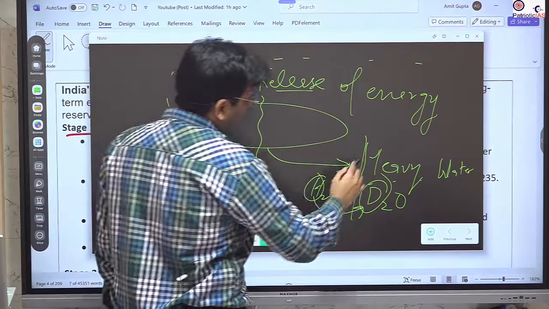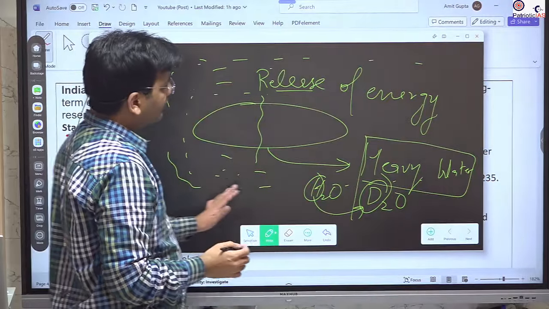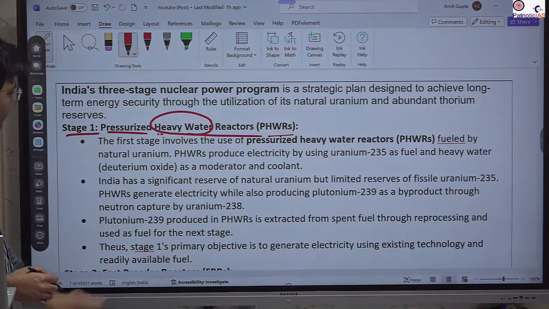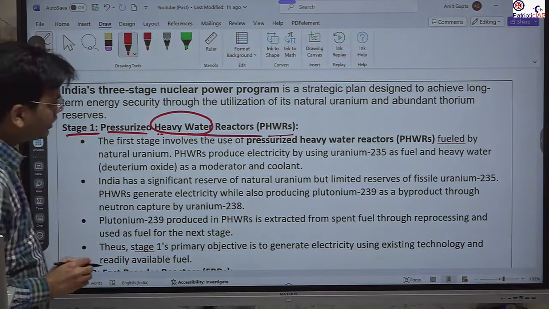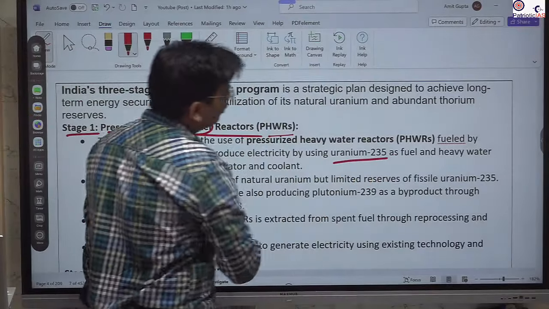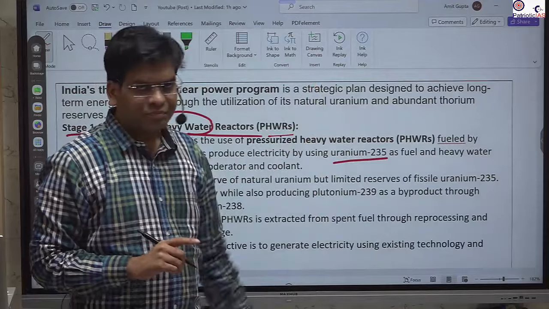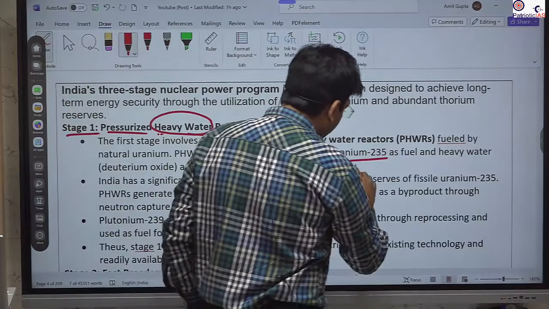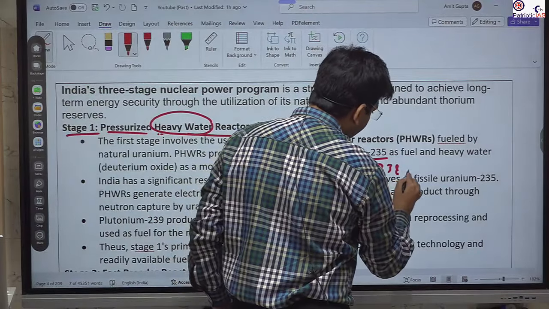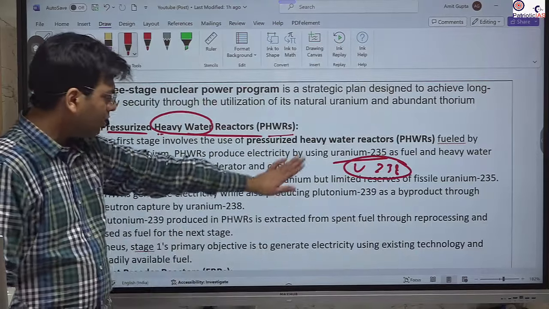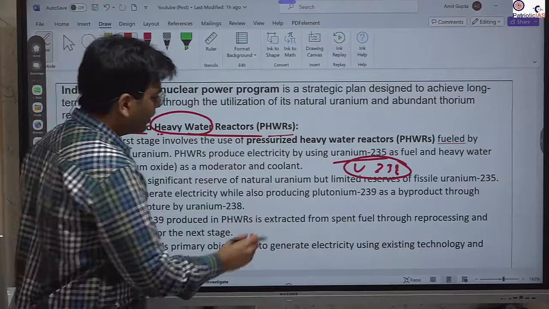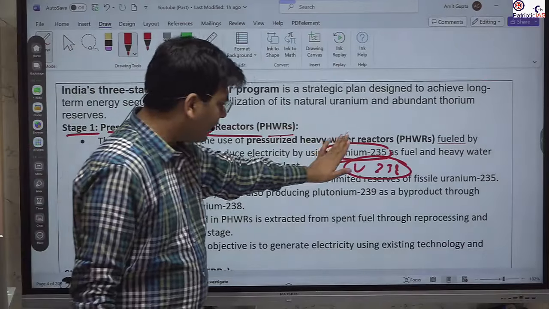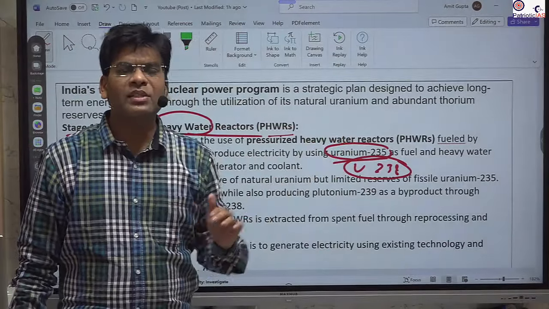Besides that, this heavy water is also used to moderate the neutron particles that are generated. So this is the first stage, the pressurized heavy water reactor, and in this we use uranium-235. This is again an isotope of the natural uranium, which is known as U-238. U-238 is found in a natural manner, but U-235 is not found in a natural manner. There is a need for a reaction to bring this. And this is not available in India. It is imported, and this is very costly for India.